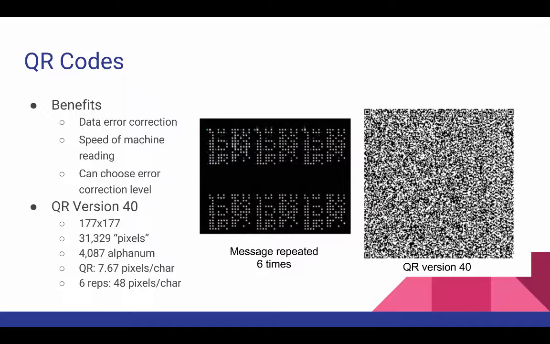If you do the math, that's about 7.6 pixels per character. Whereas on the left, since you're repeating this 6 times, that gives you 48 pixels per character. So that's actually quite a huge improvement in efficiency at this level.